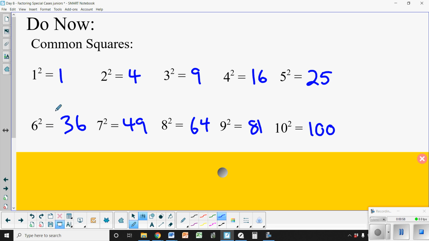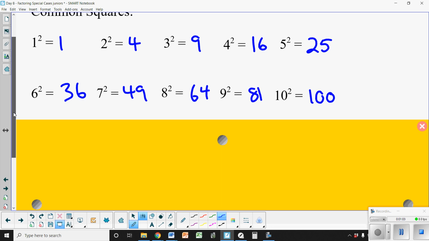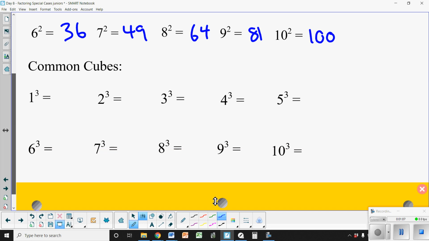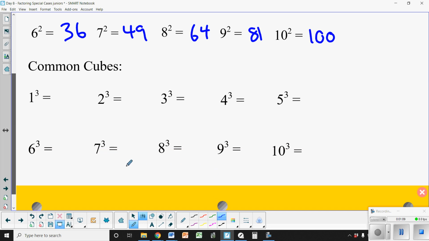And then not only common squares, but we're going to have to be looking for patterns with cubes as well. So cubes are where you multiply a number times itself 3 times. So 1 times 1 times 1 is going to be 1. So if we have a number 1, we can know that that's going to be the same as 1 cubed. So pause it again and go through these numbers as well.